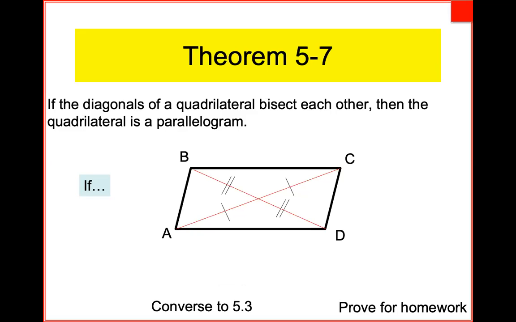And this is the converse of 5-3. 5-3 says if it's a parallelogram, then the diagonals bisect each other. The converse says that if the diagonals of a quadrilateral bisect each other, then that quadrilateral is a parallelogram.